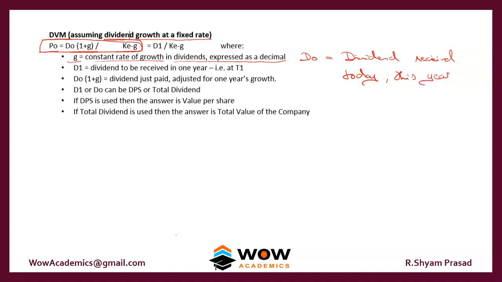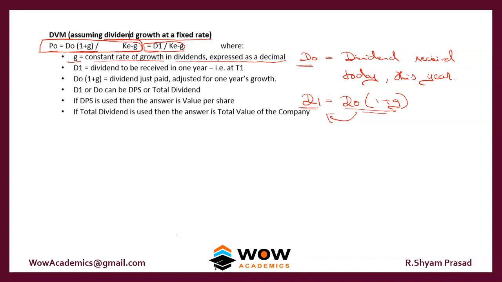Any dividend that you are going to receive today or this year is referred to as D0, and the formula can also be expressed like this: D1 divided by KE minus G. D1 is next year's dividend. So you take the current year dividend D0, multiply it by 1 plus G, the growth rate in dividend, and you will get the D1. So your numerator can either be D1 or it can be D0(1 plus G). Either of them is just fine.